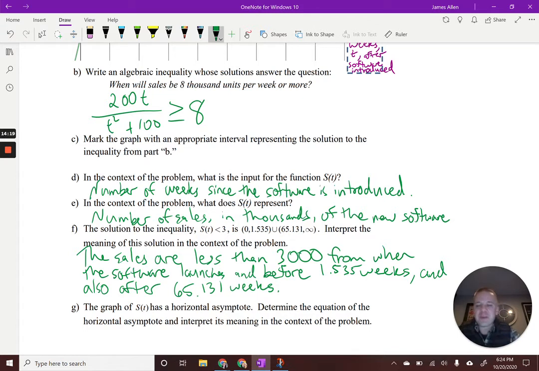So I found this one was a little bit tricky to word. So the sales are less than 3,000 from when the software launches and before 1.535 weeks have passed, because we're not including when it hits 3,000, since we want to just be less than 3,000. And also after 65.131 weeks have passed, right? We're not including that number because we don't want to include the 3,000. Awesome. And there's other ways you can word this one using a little bit more of the math context, like greater than or less than. But this is how I decided to word it.